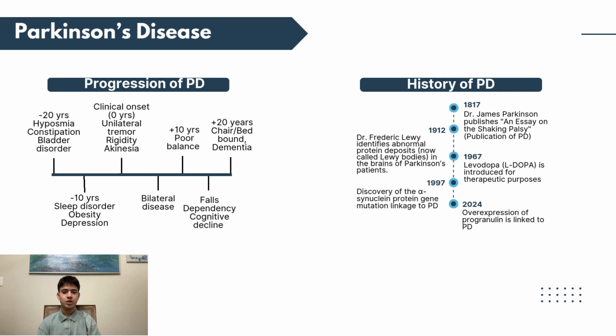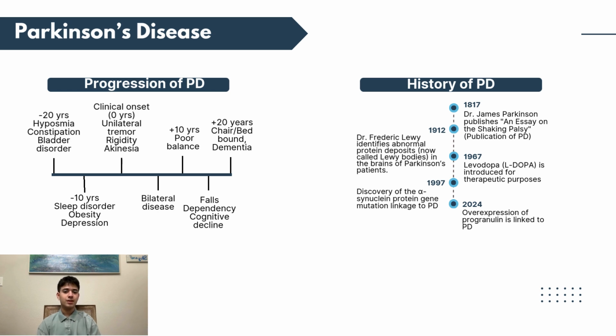On the left, you can see a chart detailing the progression of Parkinson's disease as a timeline, starting with 20 years before the clinical onset and going all the way to 20 years after the clinical onset. What's important to note here is the fact that most of the symptoms that are characteristic of neurodegenerative diseases mainly start after the clinical onset.